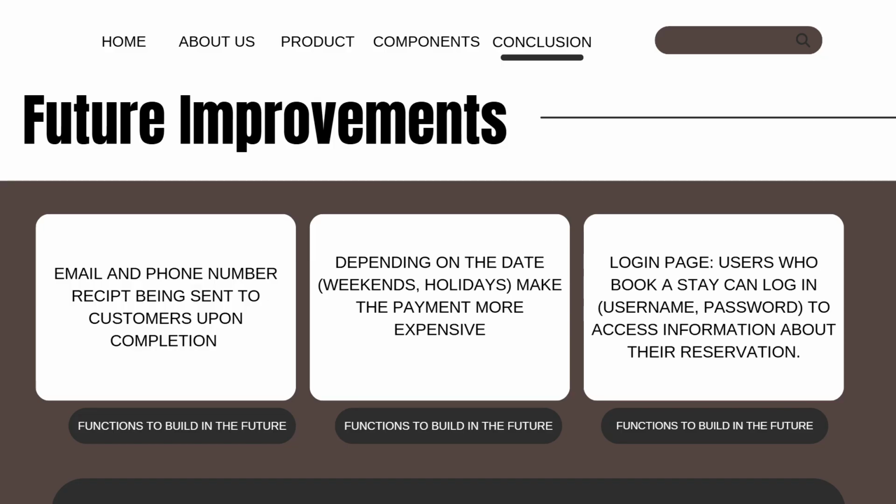Second, dynamic pricing. Another improvement is implementing a pricing system based on specific dates. For instance, we plan to make weekends and holidays slightly more expensive, reflecting real world demand. This feature ensures competitive pricing while also aligning with industry standards.